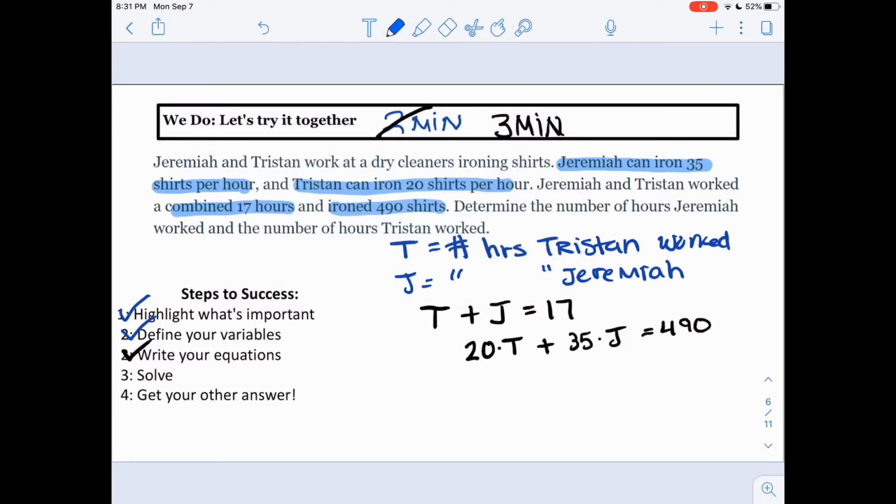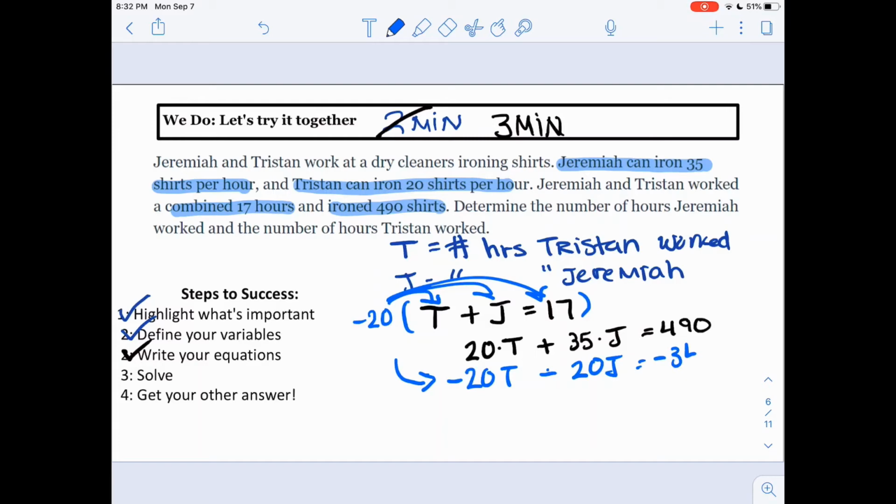When I'm solving this, I'm going to look at T and see that I'm going to multiply it by negative 20. There's another option for what I could have multiplied it by, and we'll discuss that in a second. So I'm going to make sure everything is being multiplied by negative 20. I'm going to write the result down here. Negative 20T minus 20J equals negative 340.